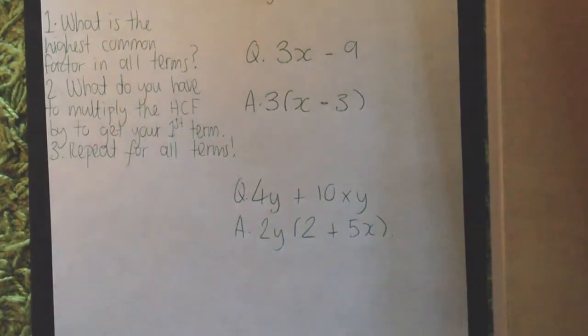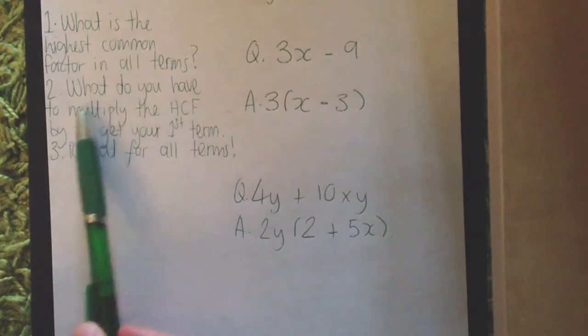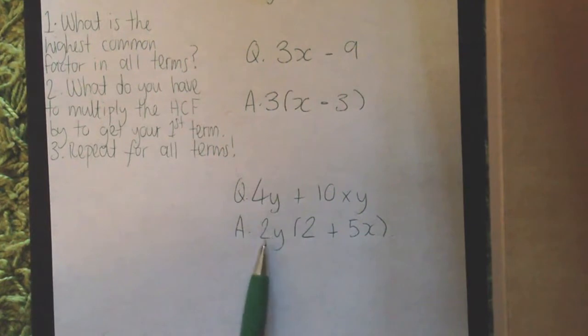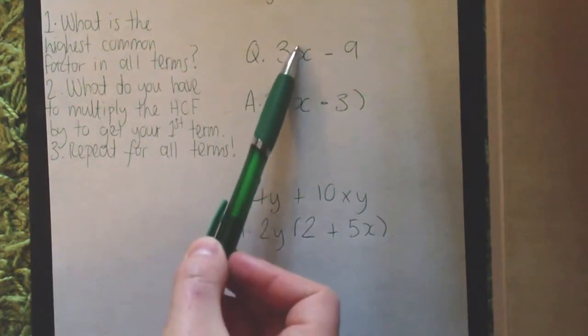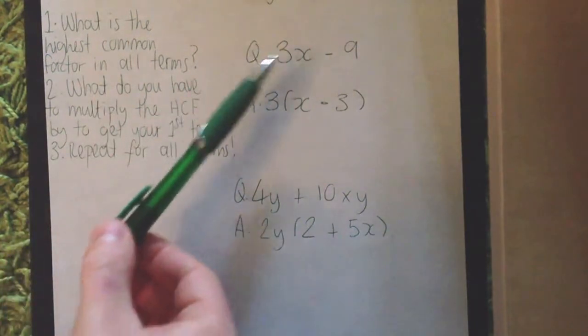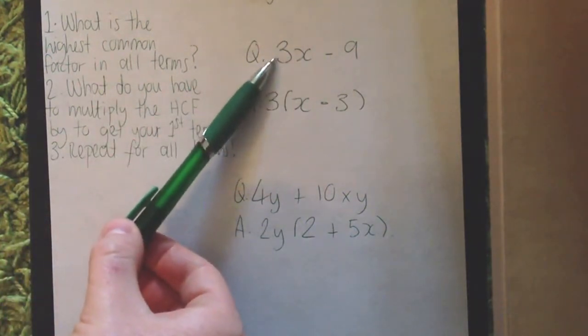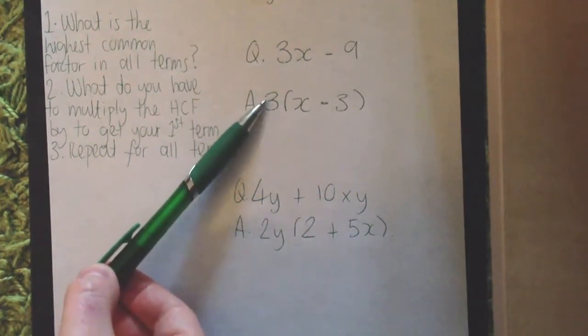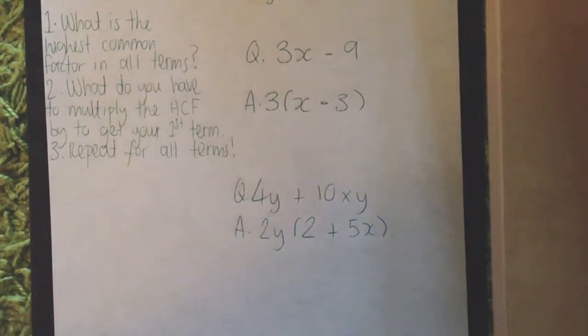Now, depending on how your brain works, you can either multiply from your highest common factor, so from your 3 to 3y, or if it's easier for you, you can also ask yourself, what do you have to divide your expression by? So what do you have to divide 3x by to get down to 3 to get your answer here? Depends how your brain works.